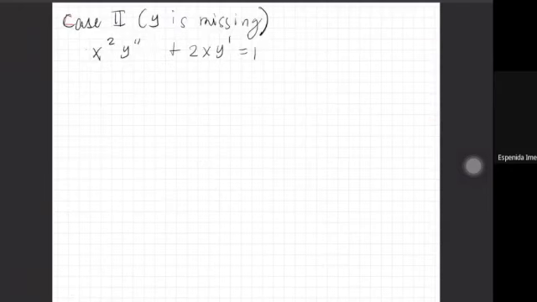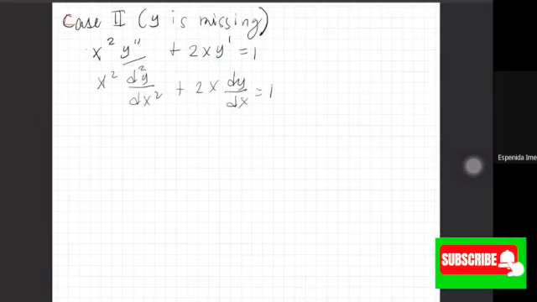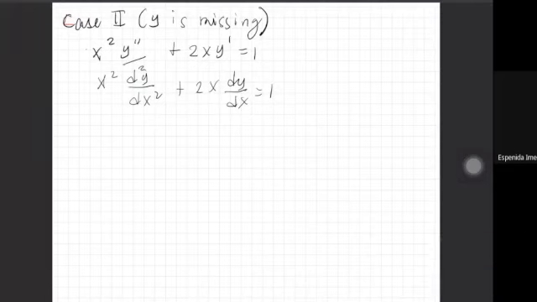This is case 2, because you don't have a y variable. These are derivatives. So if you write it, it will be the second derivative of y with respect to x, plus 2x dy/dx equals 1. There is no y variable. So when you see that the given differential equation has no y variable, it belongs to case 2.